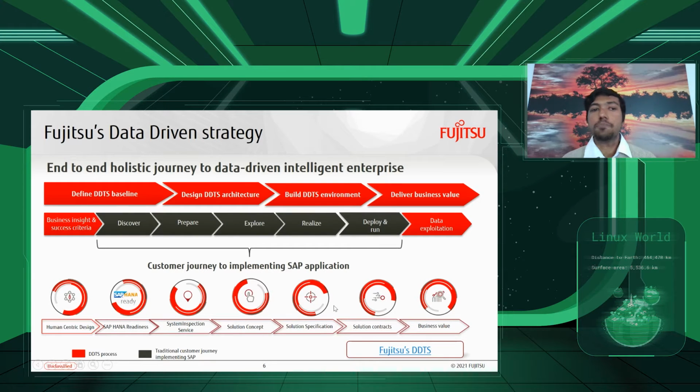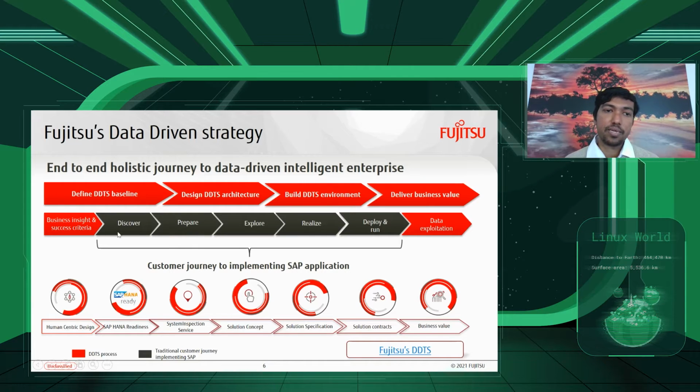Now, from Fujitsu's perspective, we look to do an end-to-end holistic journey for the customer, and we want to do this from a data-driven perspective. Some of us would find the black portion here, where you have the discover, prepare, explore, realize, and deploy and run phases, quite familiar because this is the customer journey map for a customer who is implementing an SAP application. And SAP talks to this customer in the store.